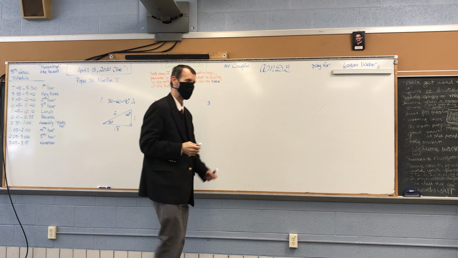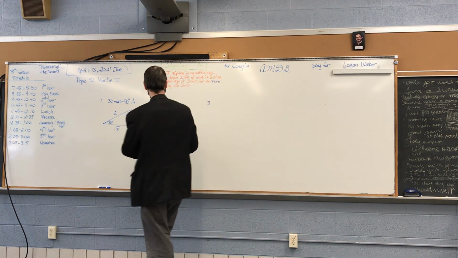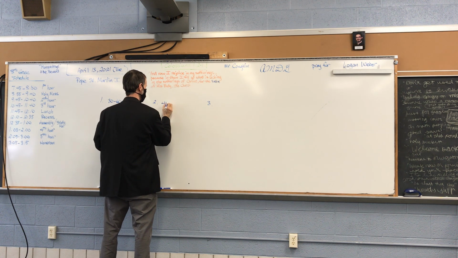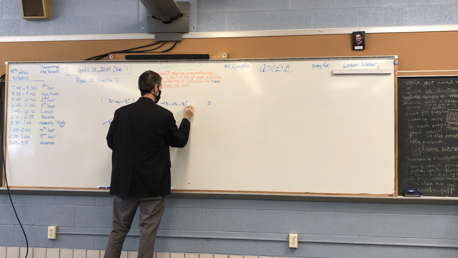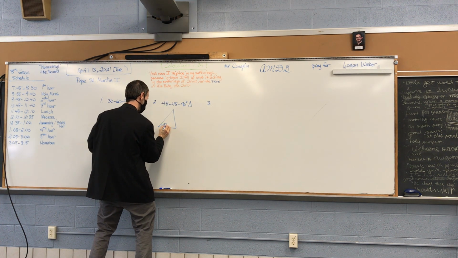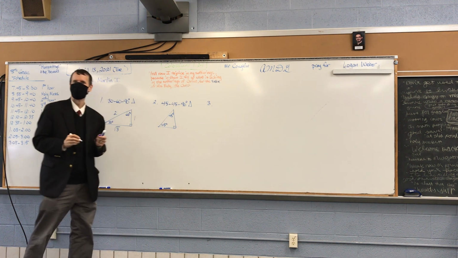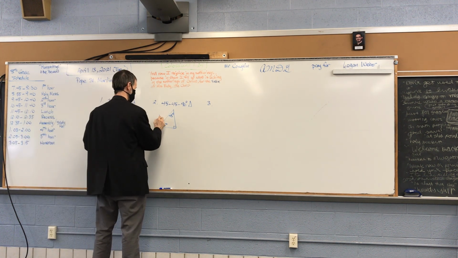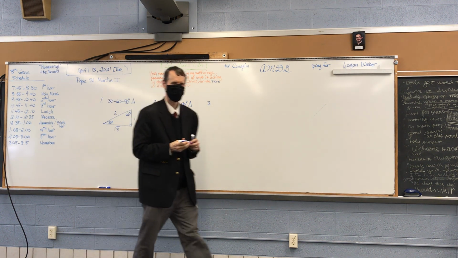Now, Michael, what is the next shape? 45, 45, 90 degree triangle. Yes. 45, 45, 90 degree triangle. Can you give me the sides? Here's 45 degrees. Radical 2 is 1. 1 and 1.